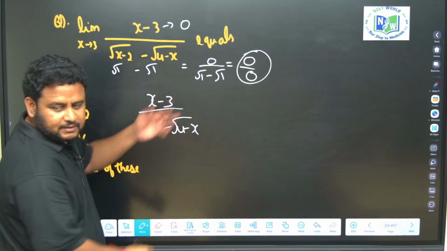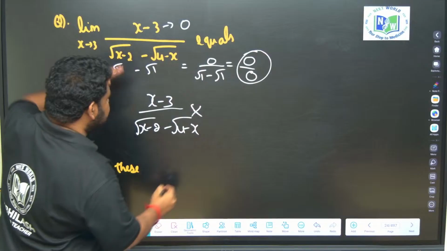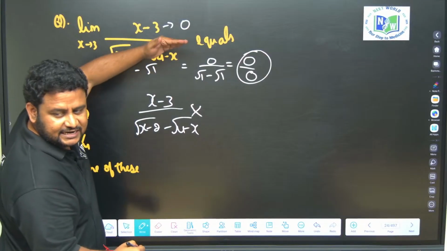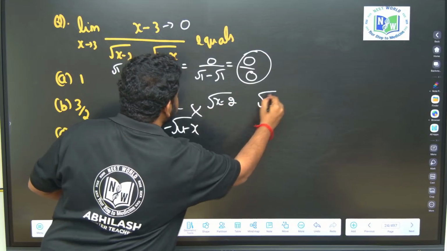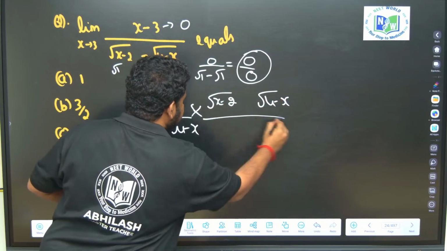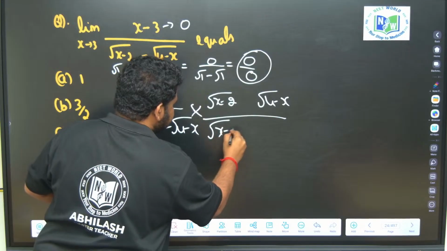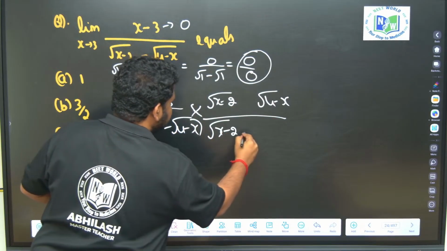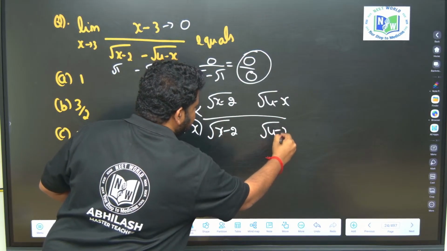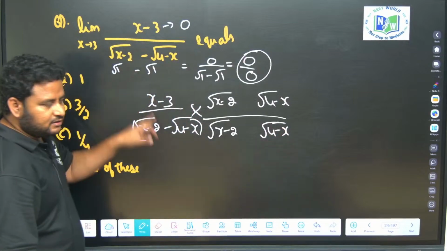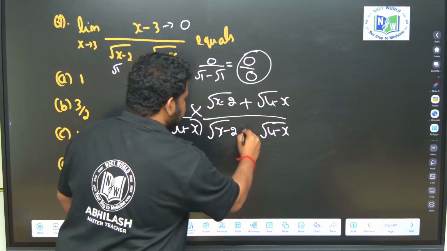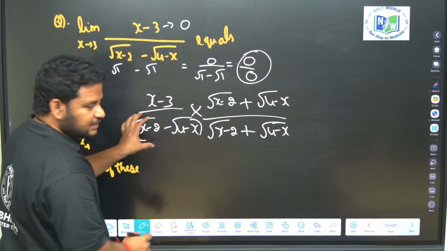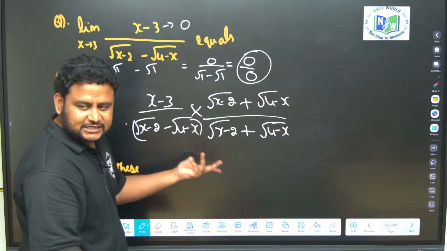So what should I multiply here, focus here, I should take this entire denominator. This will become square root of x minus 2, again I should write square root of 4 minus x. Again in the denominator, I should write square root of x minus 2 and this is square root of 4 minus x. Here I have minus, but here I should put plus. So this will become a plus b into a minus b, that will become a square minus b square.